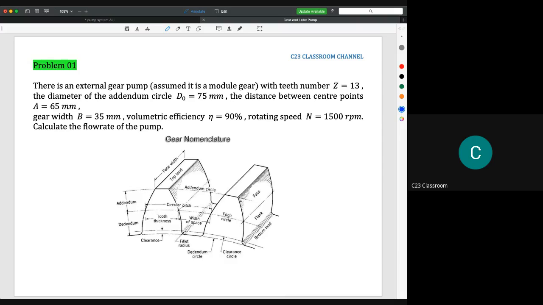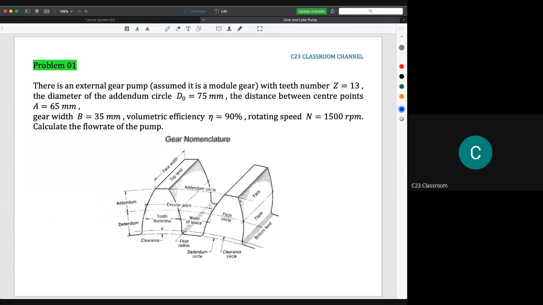For positive displacement pumps, we focus on the volume of liquid that the device can transfer at a certain specific time. So for a piston pump, we have the cross-sectional area of the piston, and then we multiply it with the length, the stroke, and then we multiply with the RPM, so we can get the flow rate.